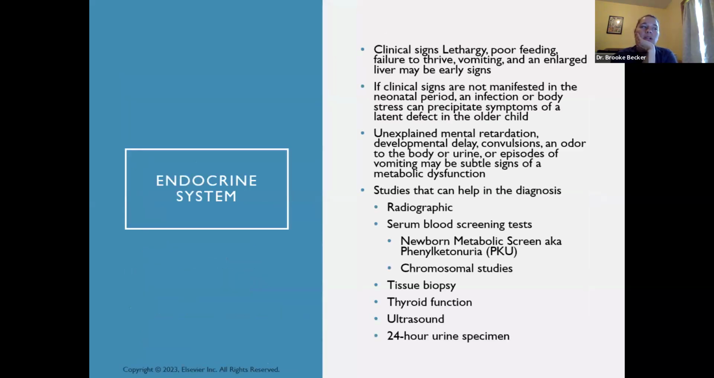Okay. So some clinical signs that there might be something going on with kids' endocrine system are lethargy and poor feeding. All of a sudden, they're not eating as well. They're not gaining weight. They're not growing. Their height is dropping off their height curve or their growth curve. They may start having developmental delays, or an odor of their breath or their urine, or episodes of vomiting with an unknown cause. A lot of times studies that are done are x-rays, but mostly blood tests.